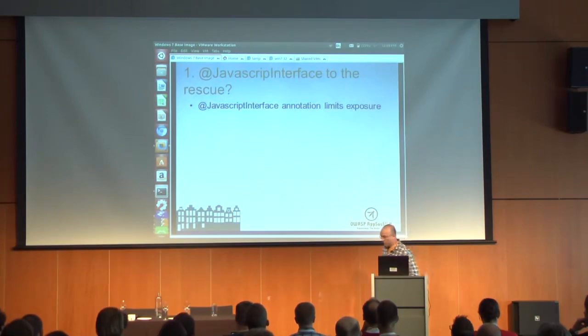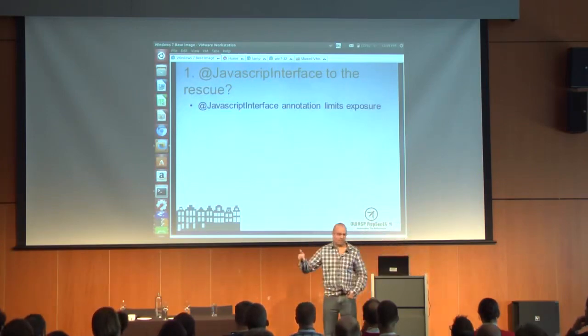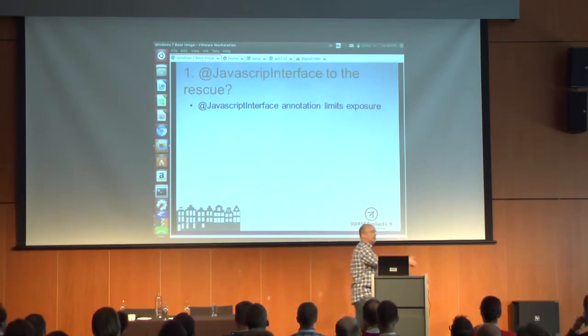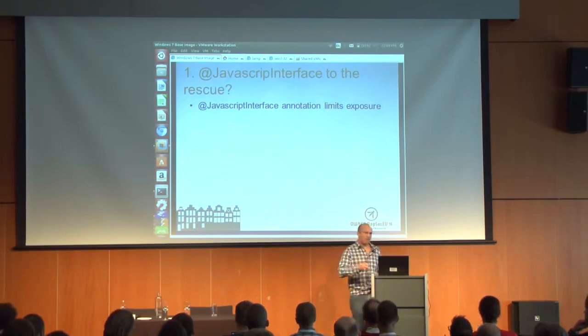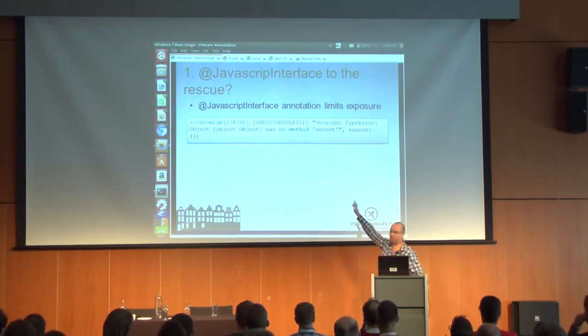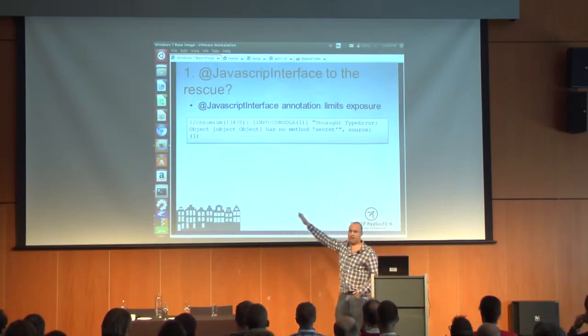So what Google did is they came up with a fix, and they said, well, from now on, you have to annotate your method. You have to put this JavaScript interface on your method. And what the runtime did was it made a runtime check. So if you try to access a method on an object and it wasn't annotated with @JavaScript interface, then the runtime would say, you can't do that. That's not allowed.